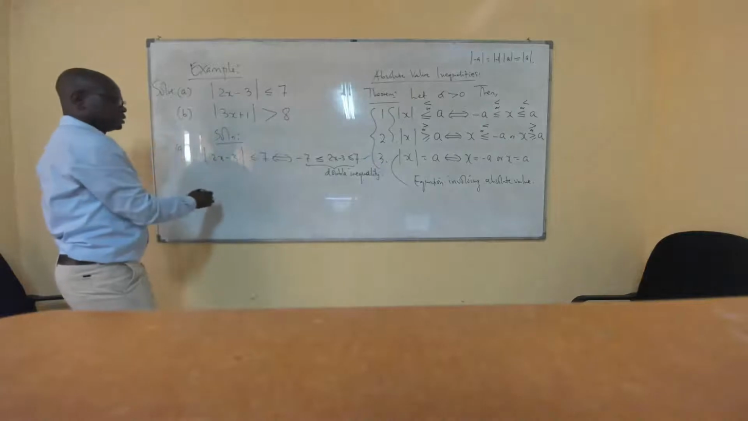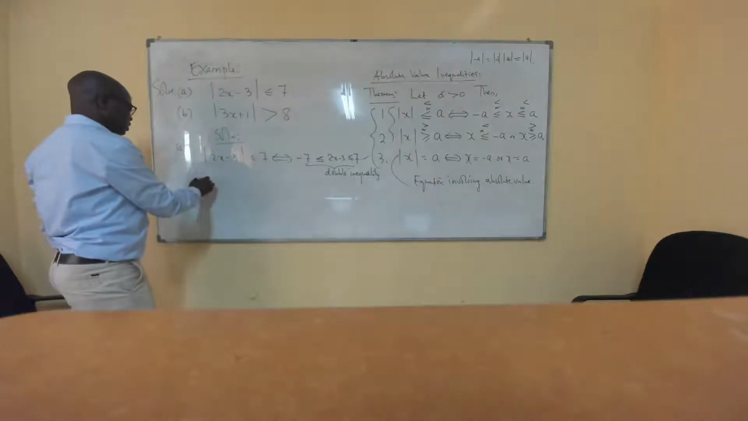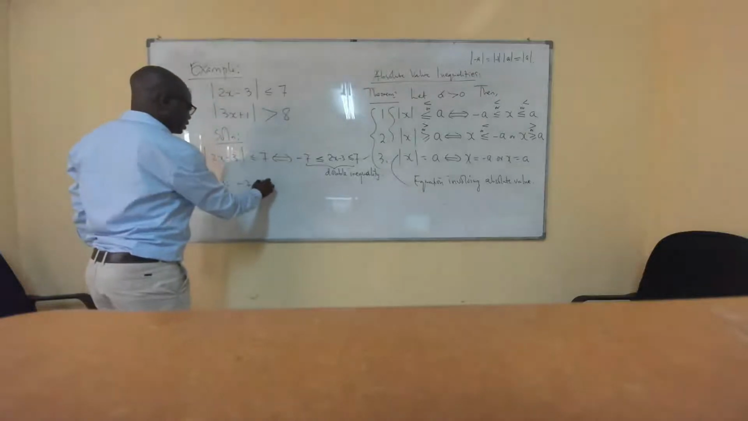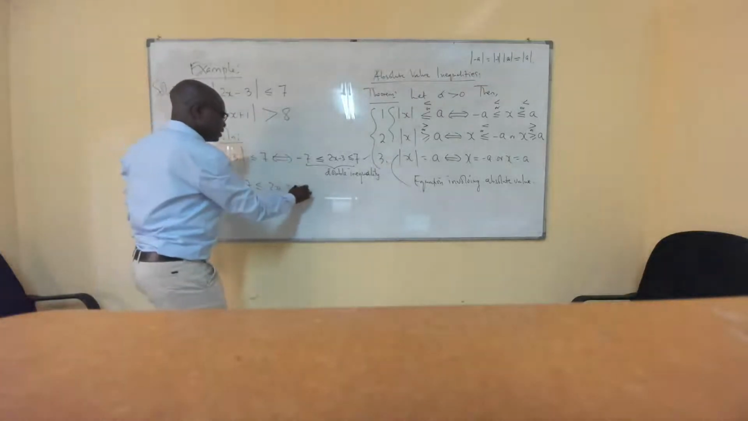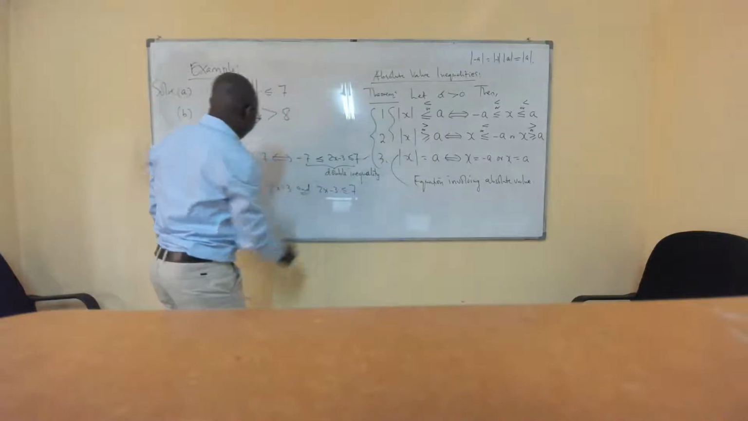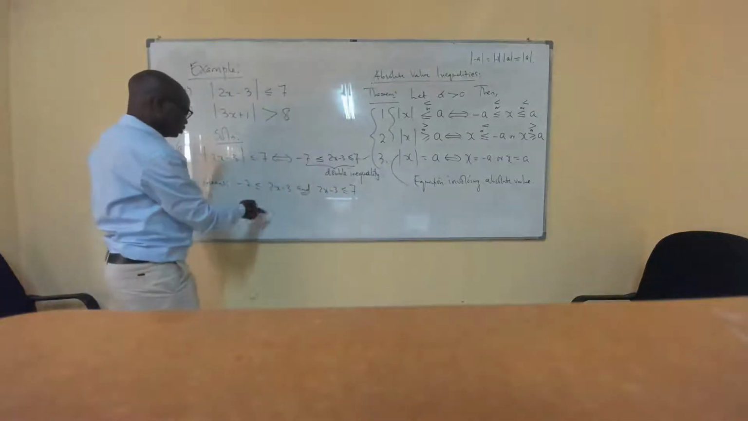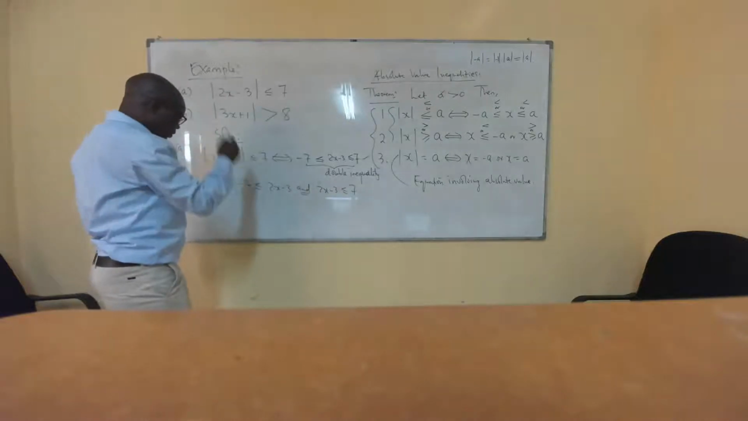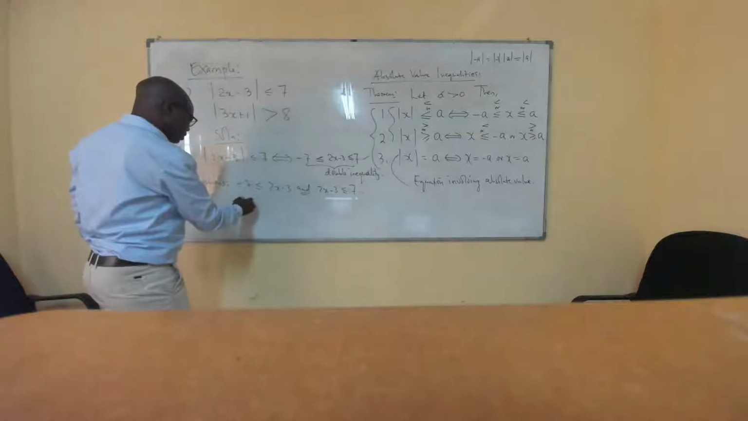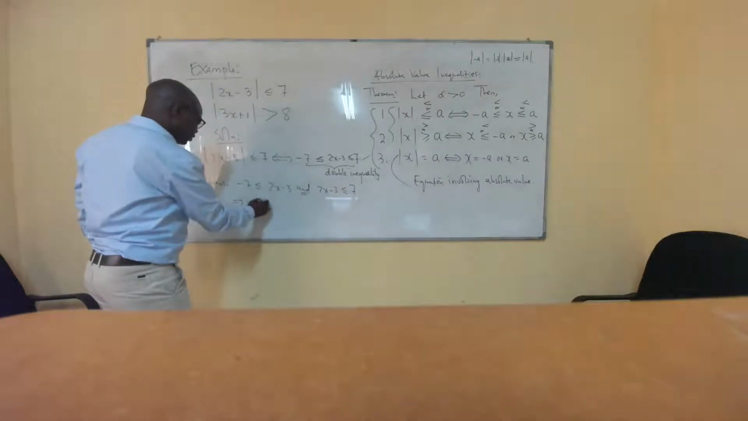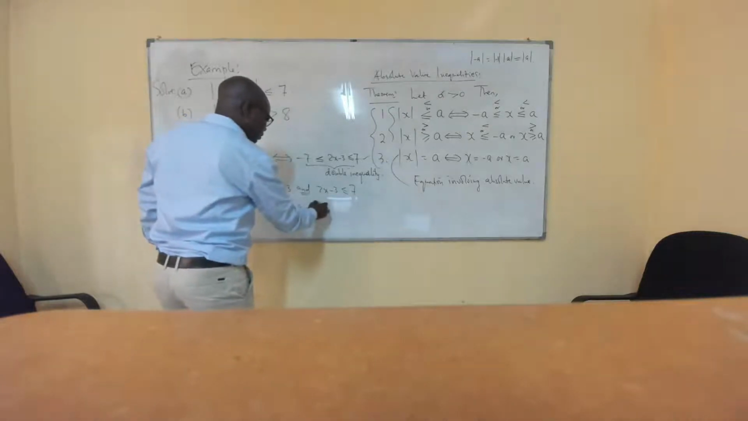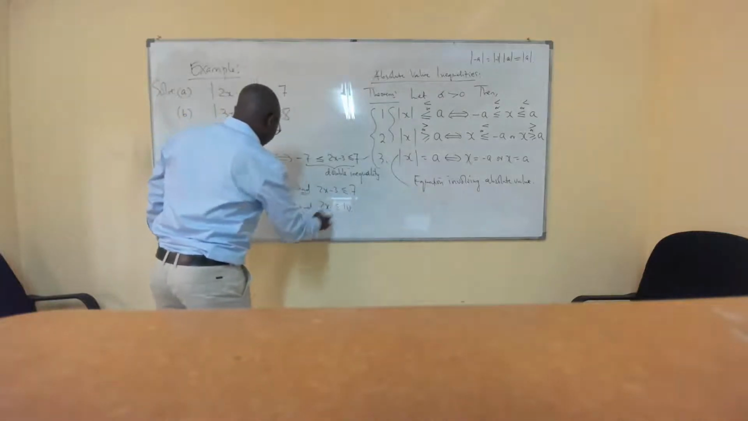So if you want, you can solve it. It means minus 7 is less than this, and 2x minus 3 is less or equal to 7. So if you solve this using the way we had done it before, you will see that this will be minus 4 is less or equal to x, and 2x is less or equal to 10.